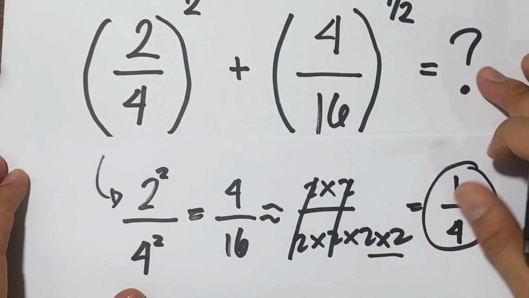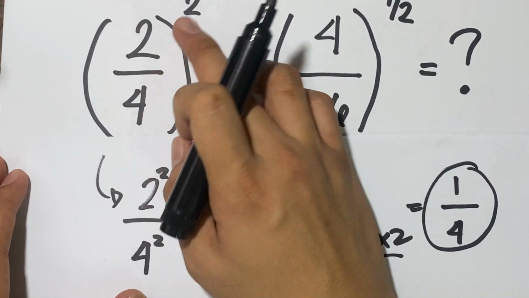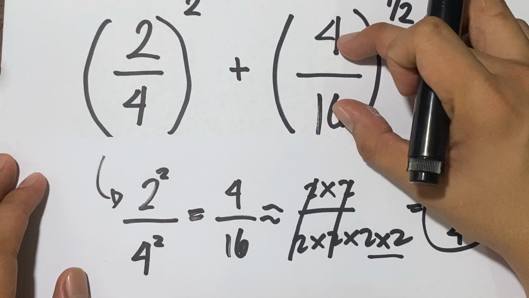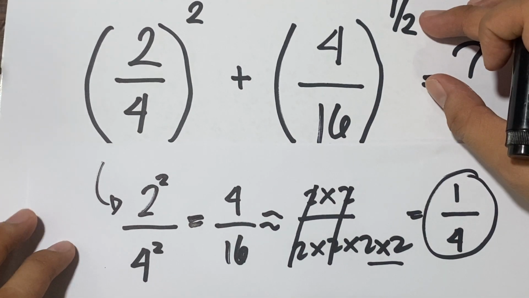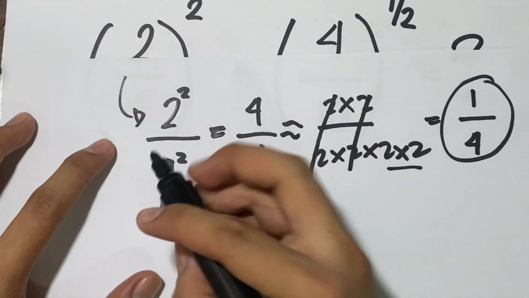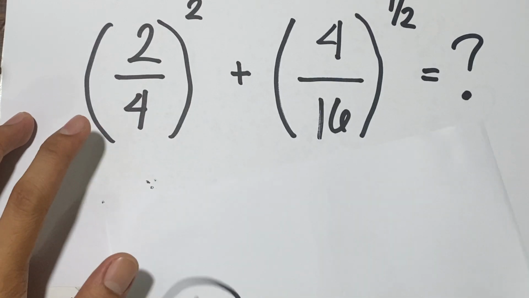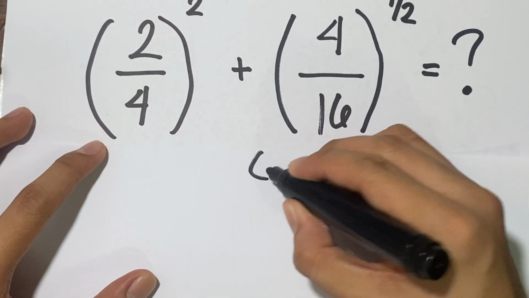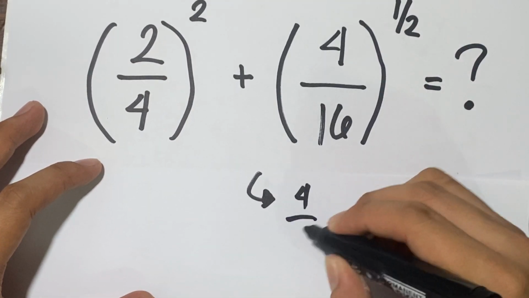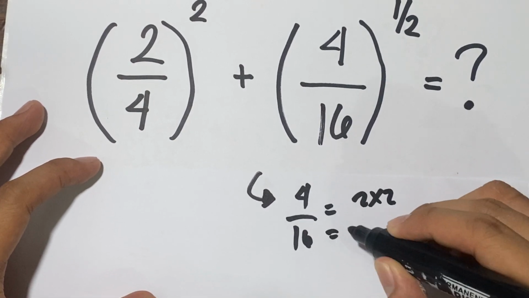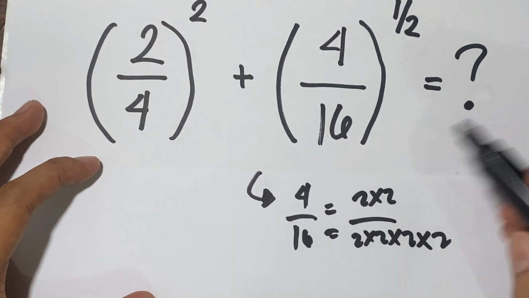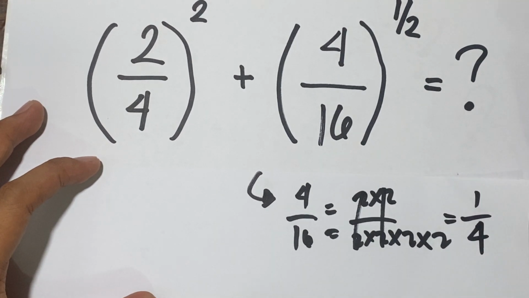For our second term, we could actually do the reverse. Instead of raising this to the square first, we could simplify first. We could do whatever is inside the parentheses before distributing the exponent. So on our second term, you could get its lowest term first. 4 over 16 is equal to 2 times 2 over 2 times 2 times 2 times 2, and we could cancel this out. So this is equal to 1/4.